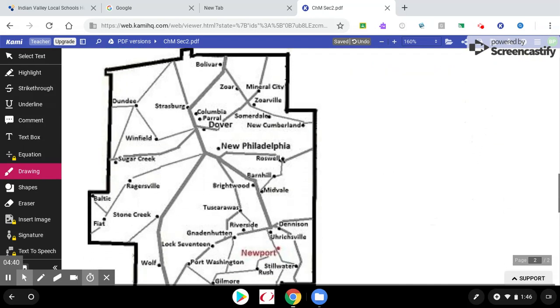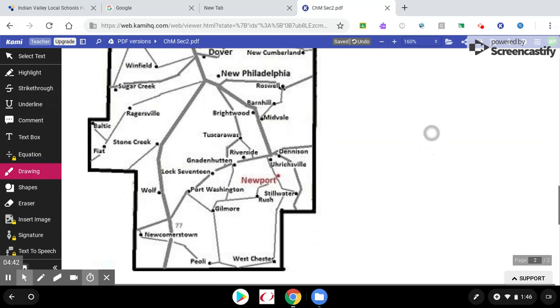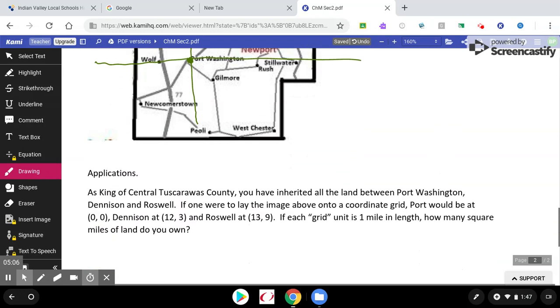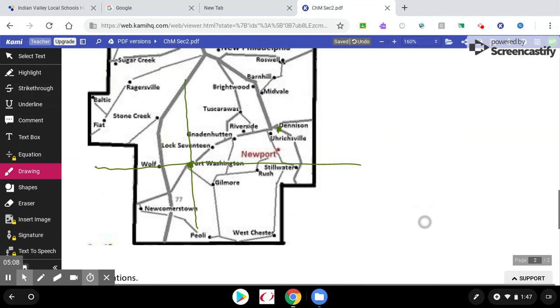This is why I like matrices. They're kind of cool. Notice Tuscarawas County. So if you can imagine that we drew a grid, a coordinate grid, right through Port Washington, because Port Washington is the center of humanity, if you didn't know that. We could make coordinates out of those. So if I was to use Port Washington and Dennison, and I forget what the third one is, I'm going to have to cheat. Roswell. Where the heck's Roswell on this map?